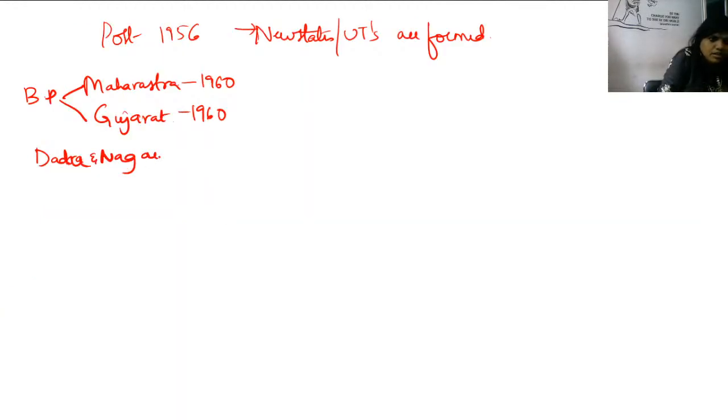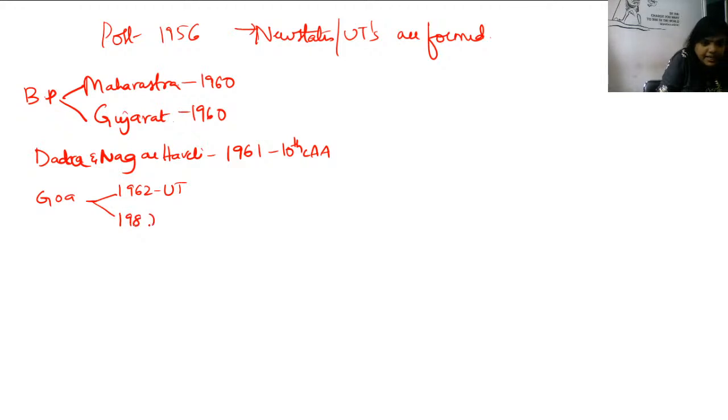Dadar and Nagar Haveli, created in 1961 by 10th Constitutional Amendment Act. Okay, next. Goa. Here, Goa has two phases. One is in 1962, it was a union territory, and again in 1987, it got promoted from UT to state. Now, this Goa was created as union territory by 12th Constitutional Amendment.